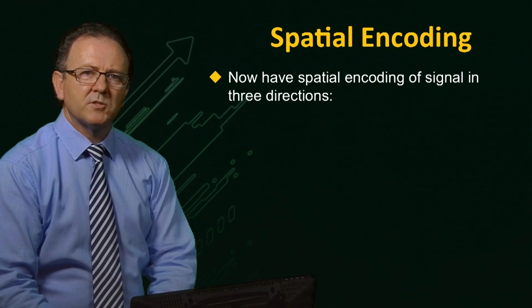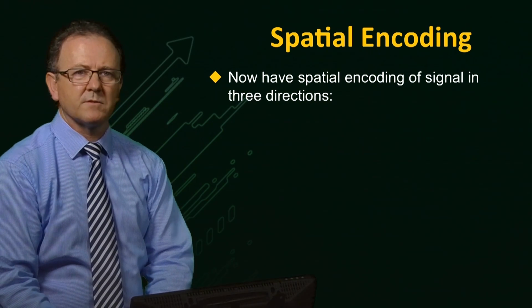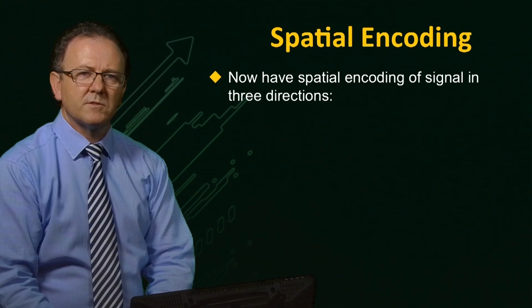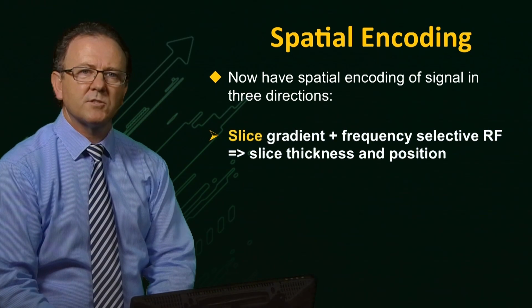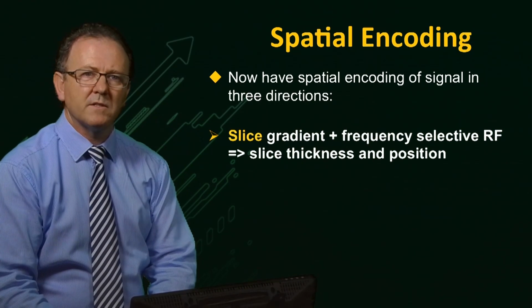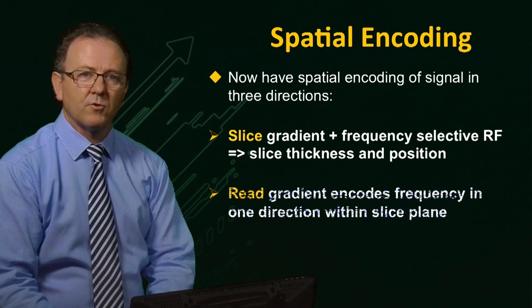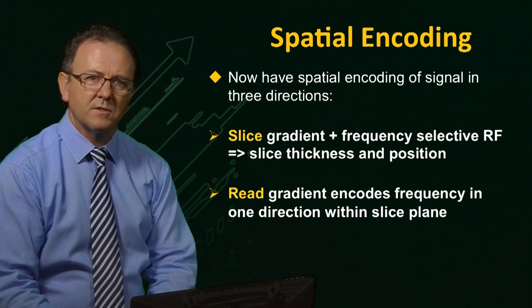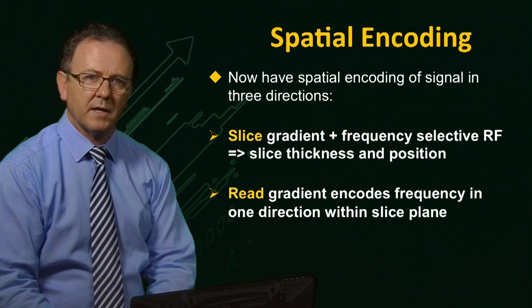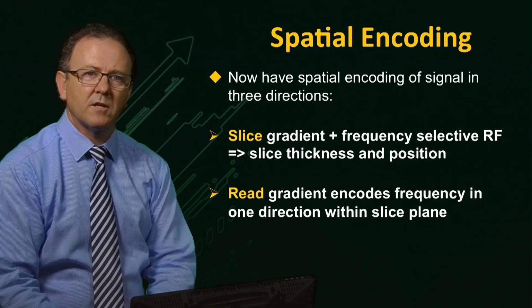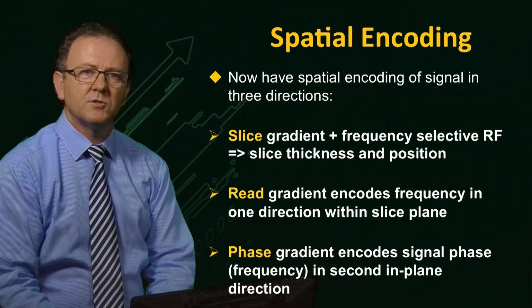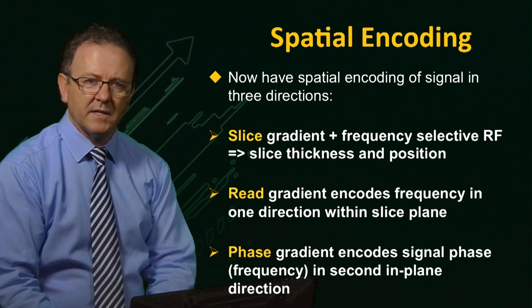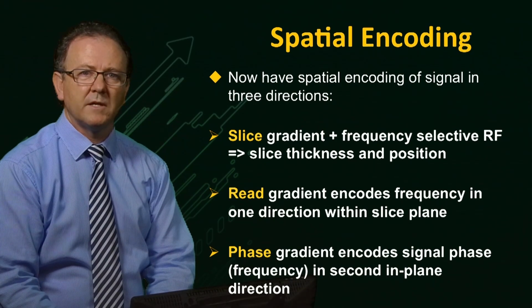So we now have spatial encoding of the spins in 3 directions. A slice gradient, together with a frequency selective RF excitation pulse, creates a slice of spins with a certain thickness and position. A gradient in the read direction encodes the signal as a function of position in one direction of the slice plane to produce a projection along that direction. The phase gradient then encodes the projection intensity and phase along the orthogonal direction in the image plane.